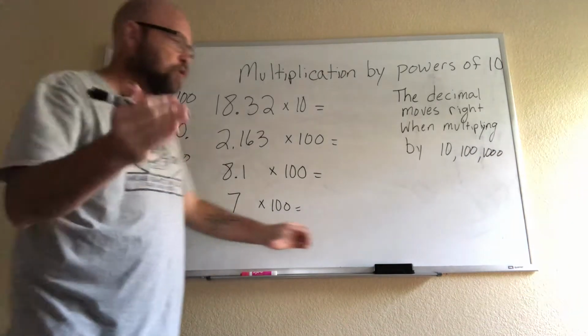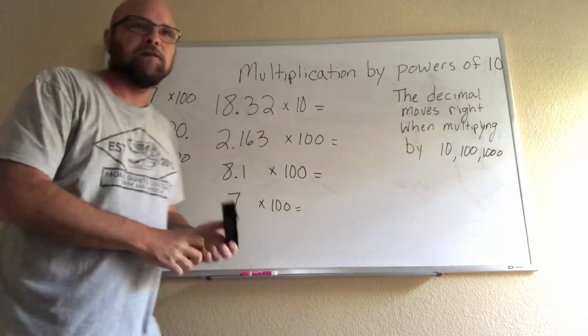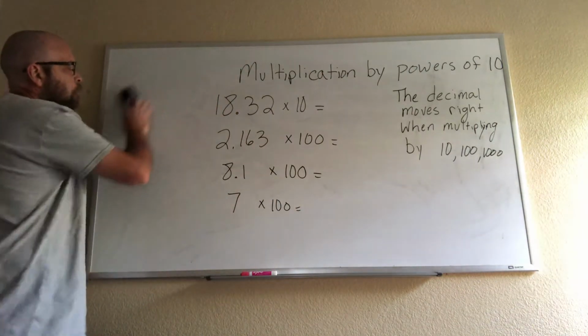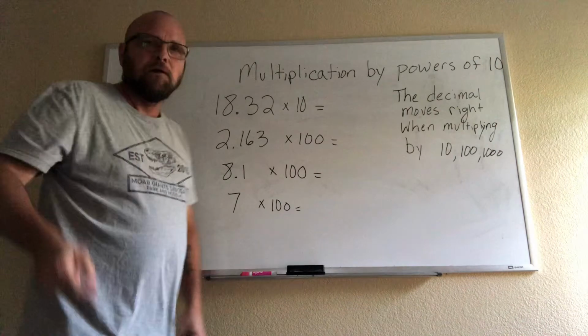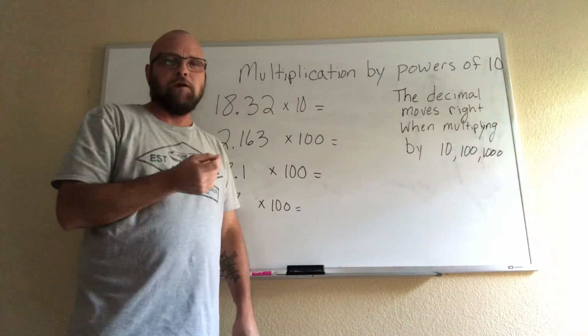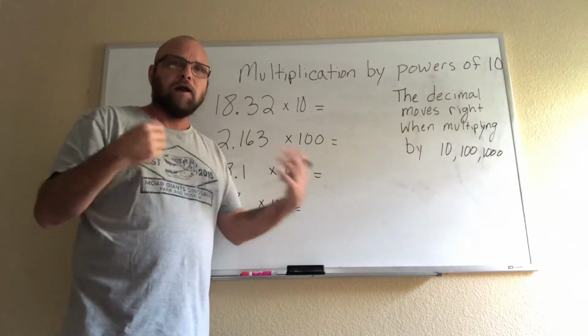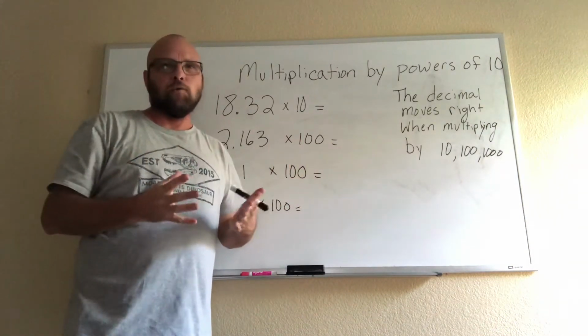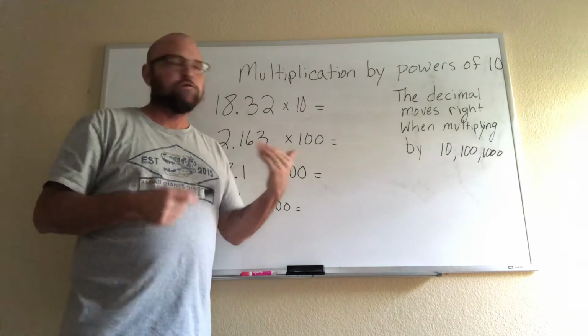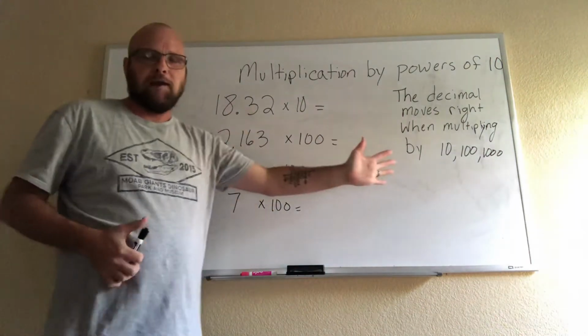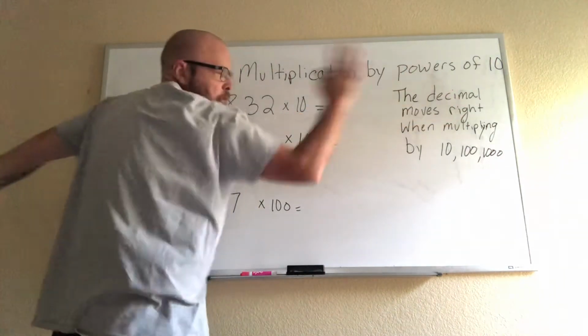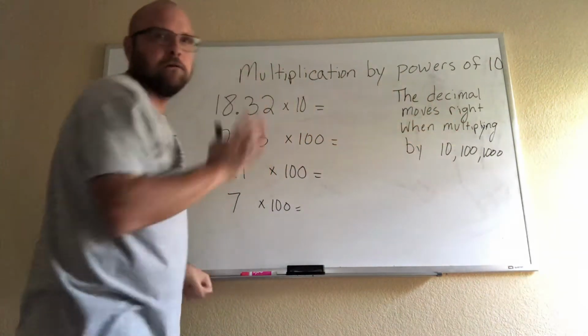So you've already been doing this. When you were counting by tens or counting by hundreds, you've moved the decimal point. You just didn't know you were moving the decimal point. All we're doing right now is showing you how and why it works. You just have to remember your right hand. The correct direction.